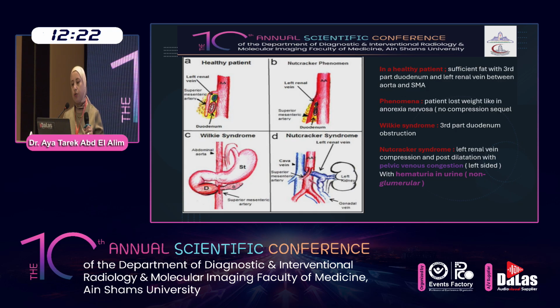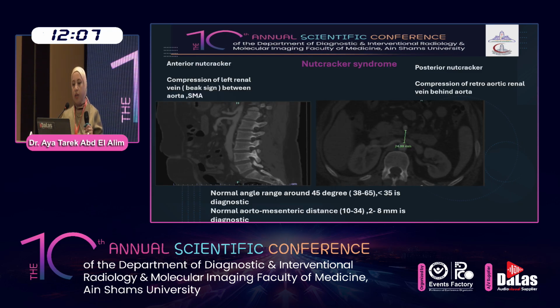In nutcracker syndrome, left renal vein compression and post-dilatation with pelvic venous congestion, mainly left-sided, and hematuria, which is characterized in this case by non-glomerular type. Nutcracker syndrome has two types, anterior and posterior. Anterior nutcracker is the compression of the left renal vein with a beak sign between the aorta and superior mesenteric artery. The posterior nutcracker is the compression of the retroaortic renal vein behind the aorta.